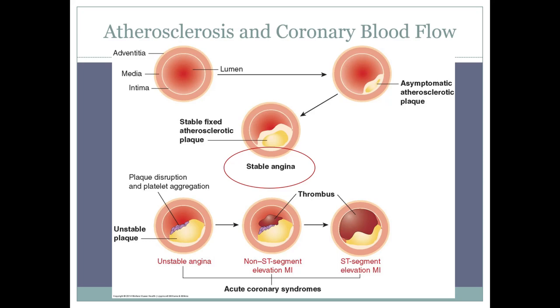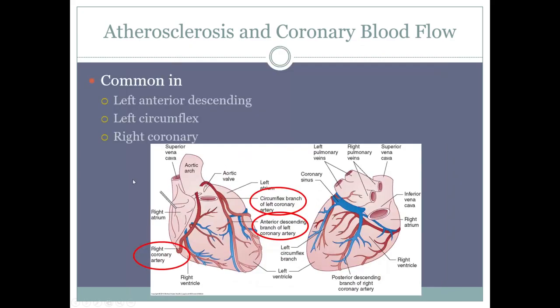Supply is able to meet the demand, I should say. We'll talk about these other syndromes as we move along here a little bit. So we'll begin with a little bit more on the blood supply, okay? It can occur anywhere within the coronary arteries, but most commonly in the left anterior descending, or the LAD, the circumflex branch off of the left coronary artery, which is this one here, and then the right coronary artery, okay?